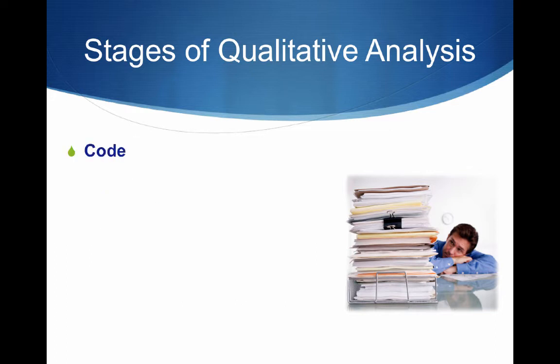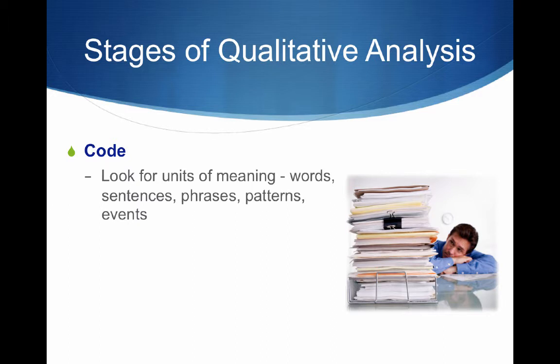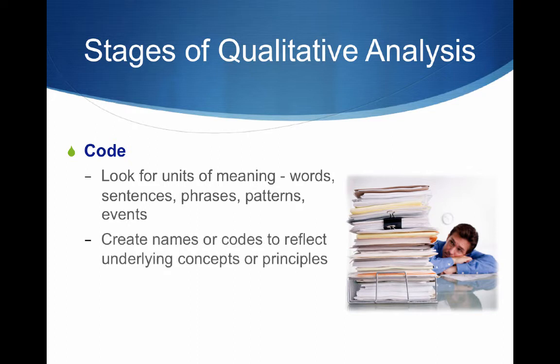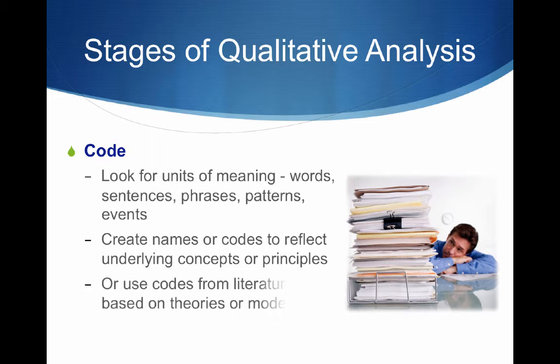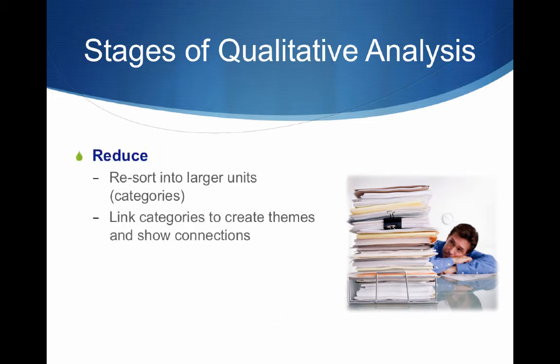Then you want to code. Look for units of meaning in words, sentences, phrases, patterns, or events. Create names or codes to reflect some underlying concepts or principles that you see, or use codes from literature based on theories or models. Reduce. In other words, take those larger units and resort them into categories. Then link those categories to create themes and show connections.